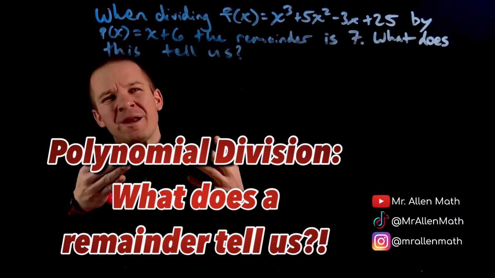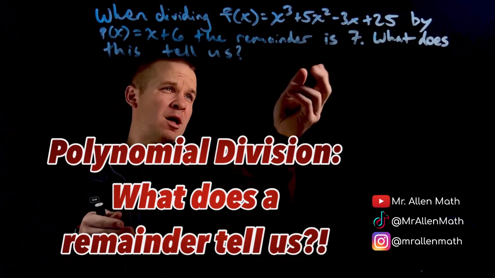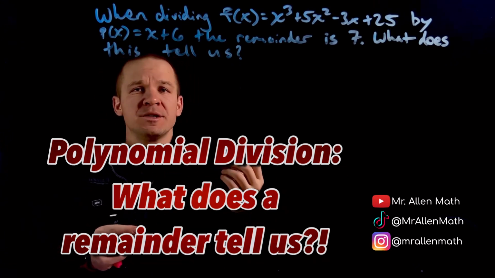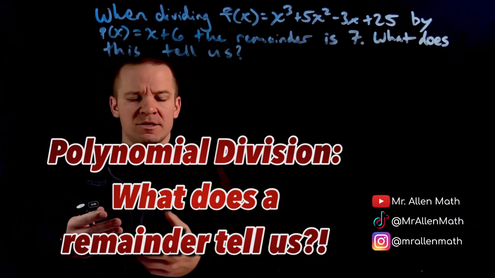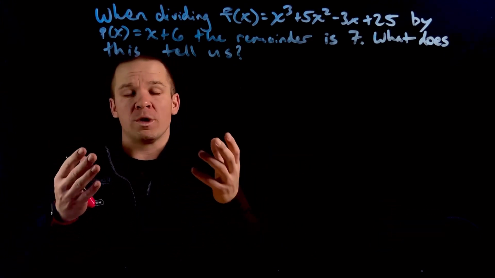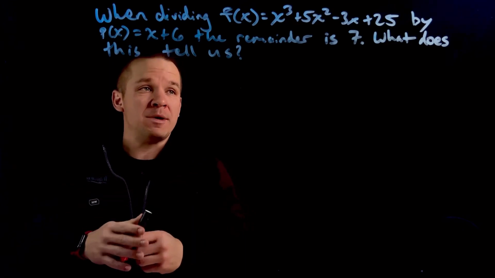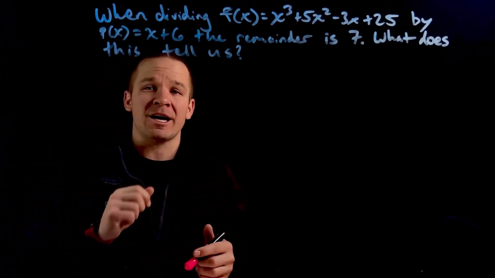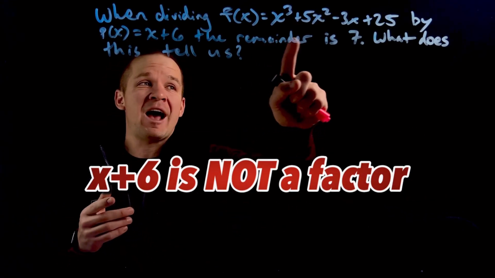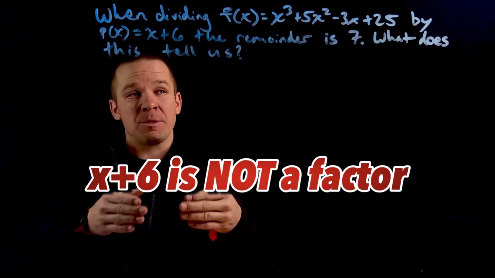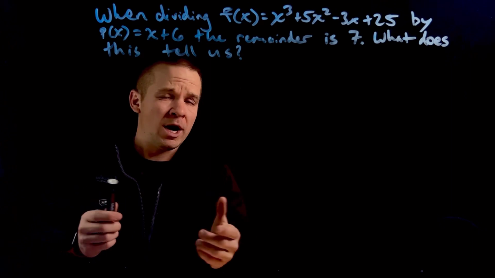Mr. Allen here. So when dividing f of x, equal to that polynomial right there, by p of x equals x plus 6, the remainder is 7. What does this tell us? This is just a general idea of what's going on when we're dividing polynomials by monomials or whatever it may be. If the remainder is 7, we know that x plus 6 is not a factor of that f of x function, because it has a remainder. What else do we know?